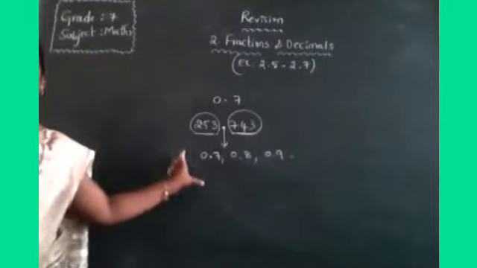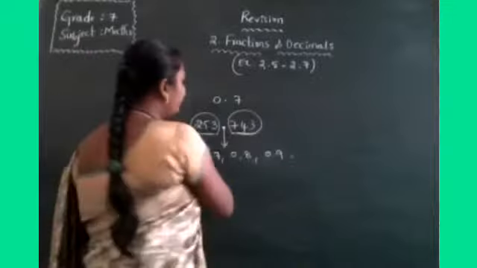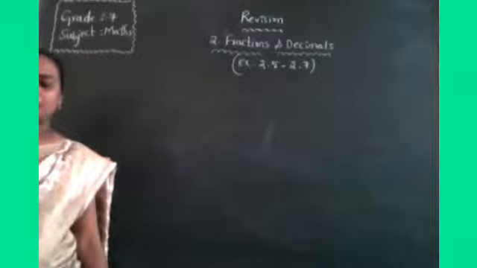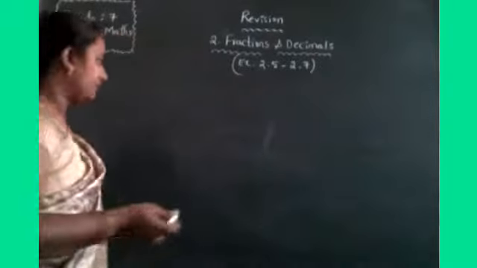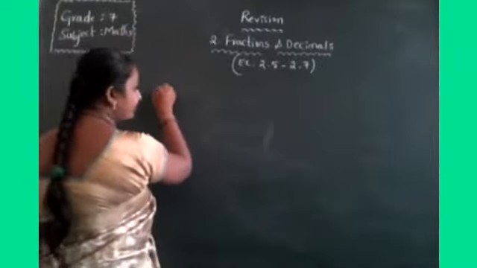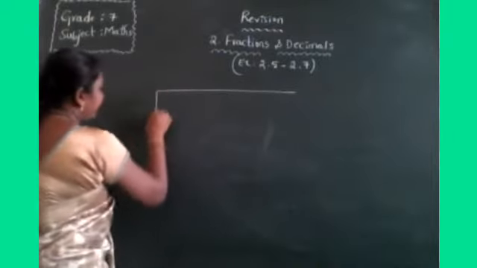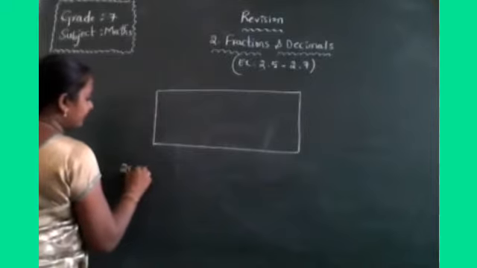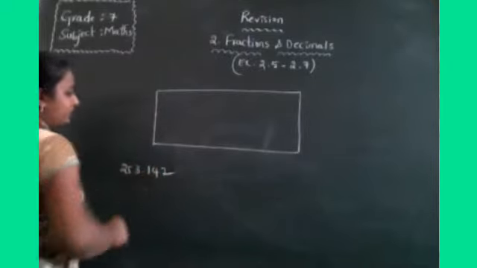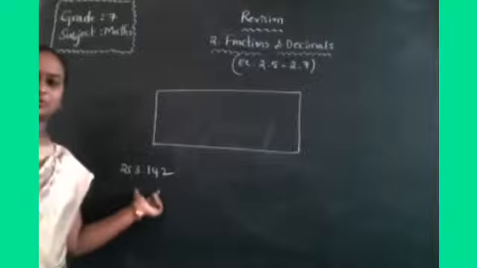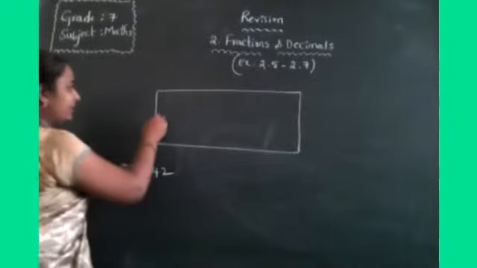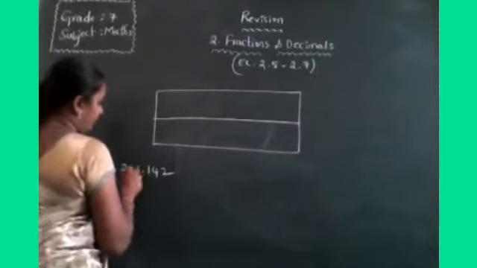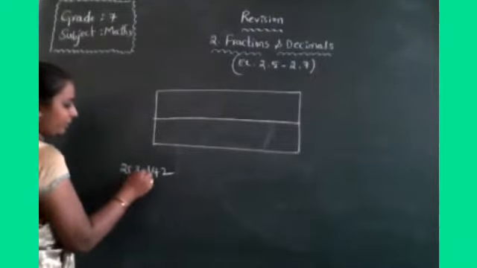Okay now children? Now how to give the place values of a decimal? So now I am giving the place value chart. This is 253.142. How do we give the place values of this decimal number? Observe. What I said is that this is a whole part, meaning whole numbers.